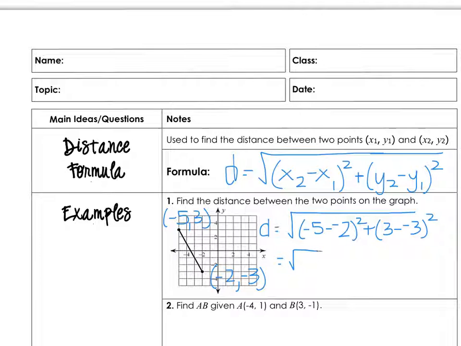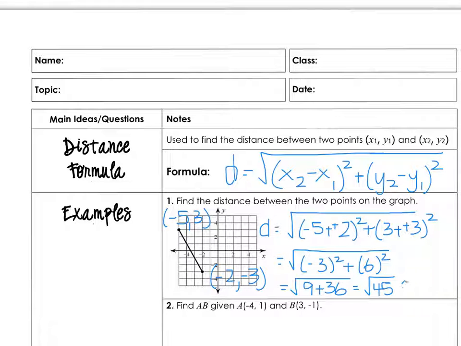Okay, simplify what's inside the square root. Negative 5 minus a negative is plus a positive. So this is negative 3 squared plus 3 minus a negative 3 is 6 squared. So you get the square root of 9 plus 36, which is the square root of 45. And you just put that in the calculator, and it's approximately 6.7.